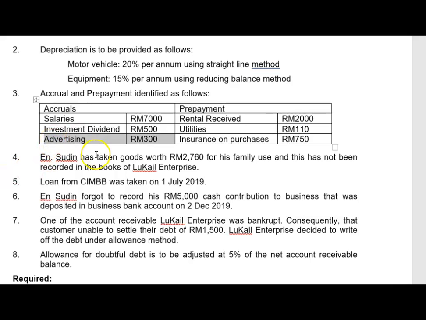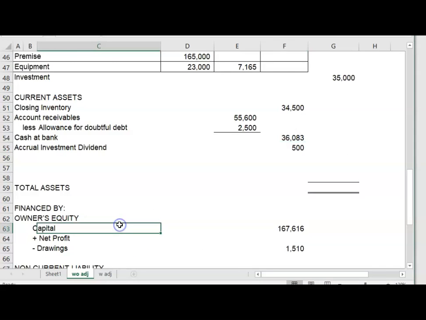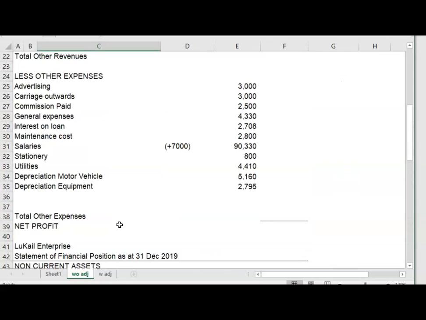Next is the advertising, 300 ringgit, again accruals. Now go to your answer. Find out where is the advertising. There, under the other expenses. Again, just now they have 300 ringgit accruals. Again, accruals means you need to add them up. 300 ringgit for the accruals that not yet been paid to the third party. So now the advertising becomes 3,300. It's not only 3,000.